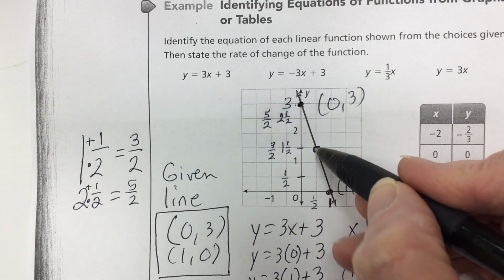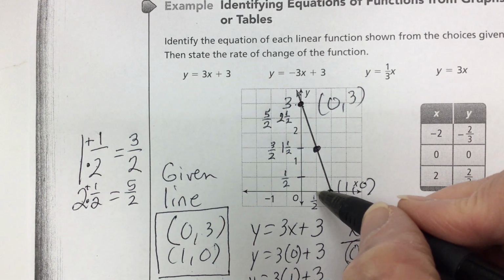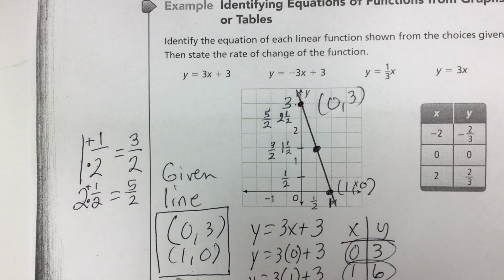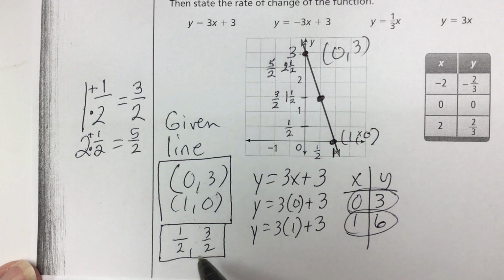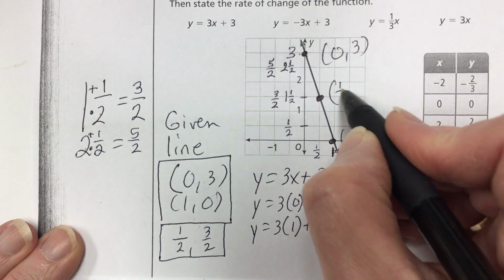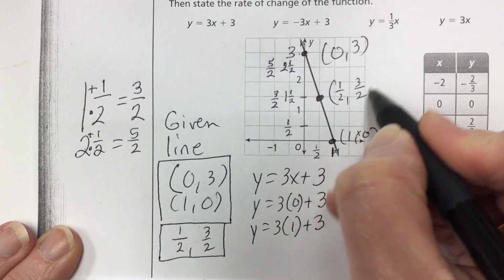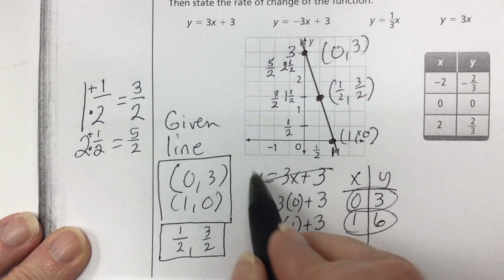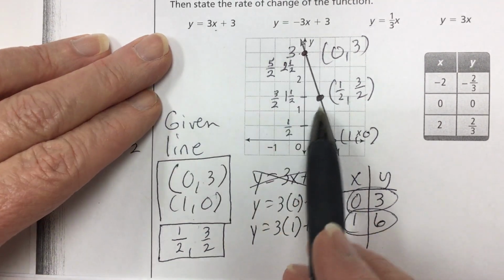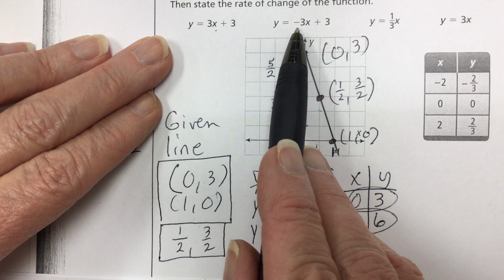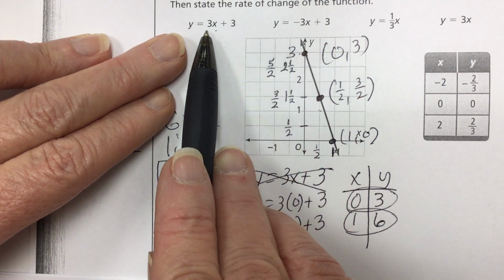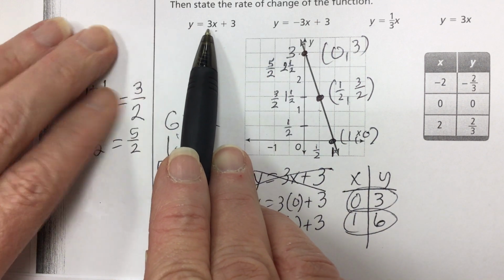There's another point on the given line. It would be a half up 3 halves. So I could use a half, comma, 3 halves. That's another point on the given line. A half, 3 halves. That's this point. 1 half, 3 halves. So I know it's not this one. I know this is not the equation. But this one. Now, honestly, I knew this was not my answer because I have a positive slope.